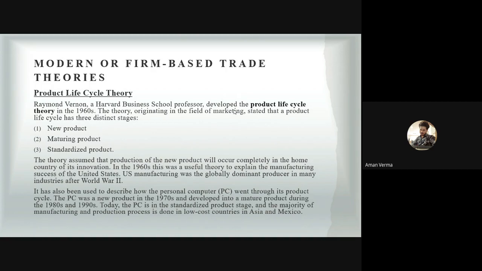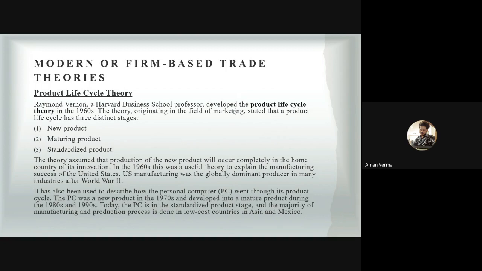It has also been used to describe how the personal computer (PC) went through its product cycle. The PC was a new product in the 1970s and developed into a mature product during the 1980s and 1990s. Today, the PC is at the standardized product stage, and the majority of manufacturing and production is done in low-cost countries in Asia and Mexico. Basically, this theory is based on the product life cycle.